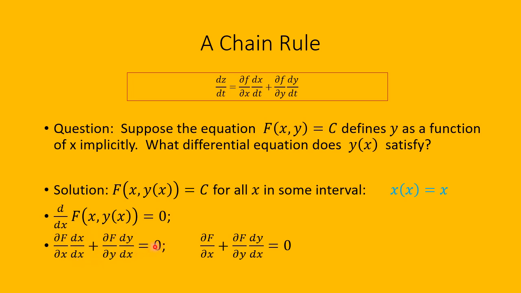And then on the other side of the equation, we just have equals 0 as we did up here. Now, the derivative of x with respect to x is just 1. So this term is this partial derivative times 1. And so we can rewrite this equation just as the partial of f with respect to x plus the partial of f with respect to y times the derivative of y with respect to x equals 0.